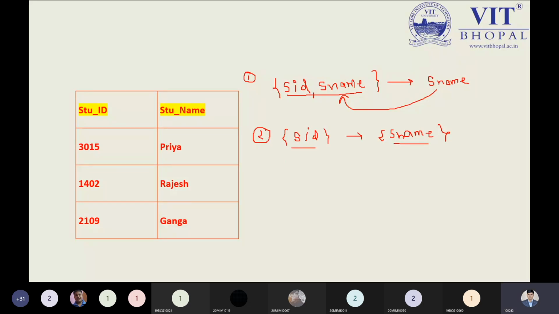Now I'm just writing another example over here. Suppose I'm adding one more thing over here. Okay, now I'm changing the question, a different question. Like, Priya belongs to the 28th, Rice belongs to the 21st, and Ganga belongs to the 25th.